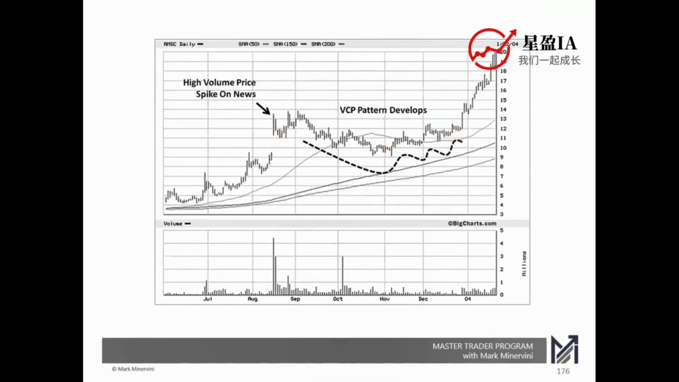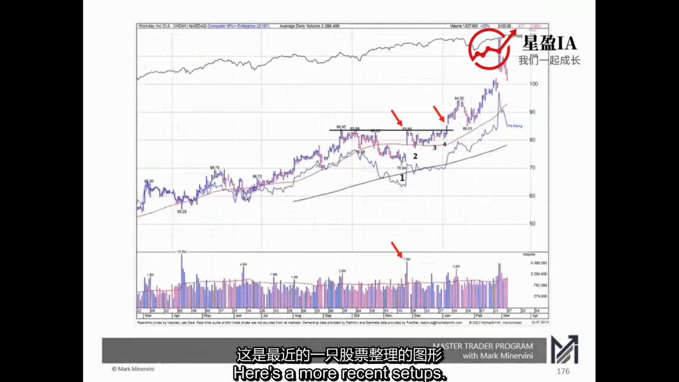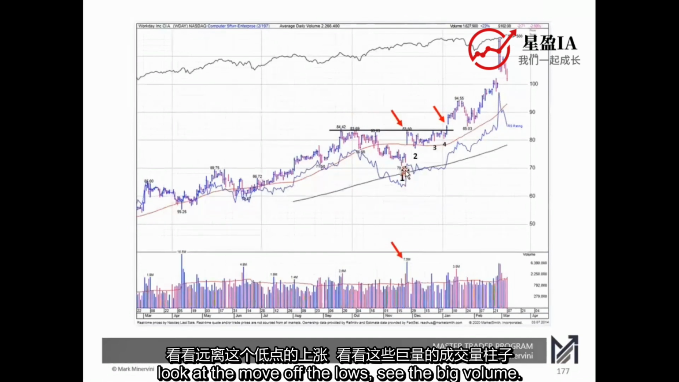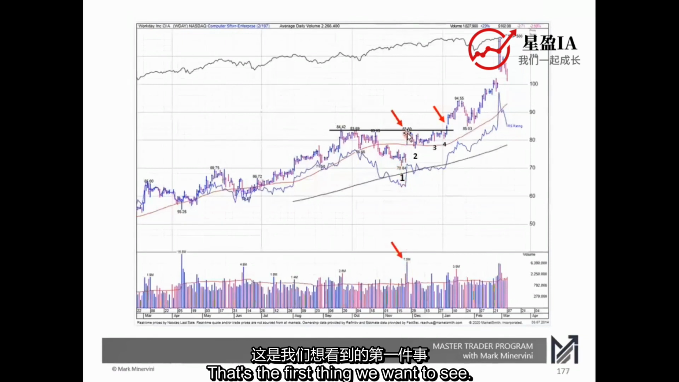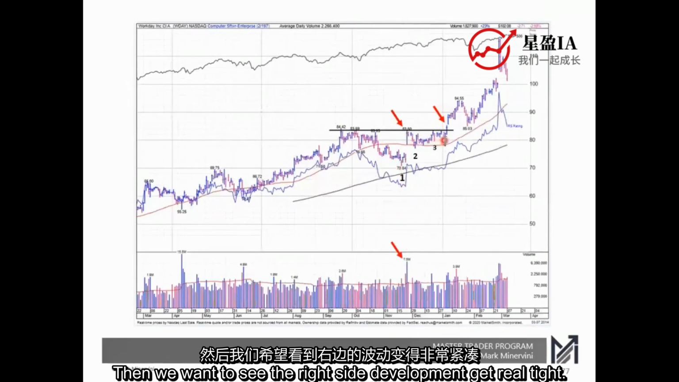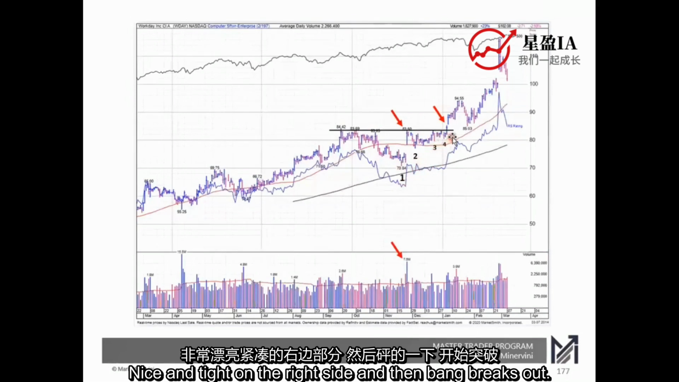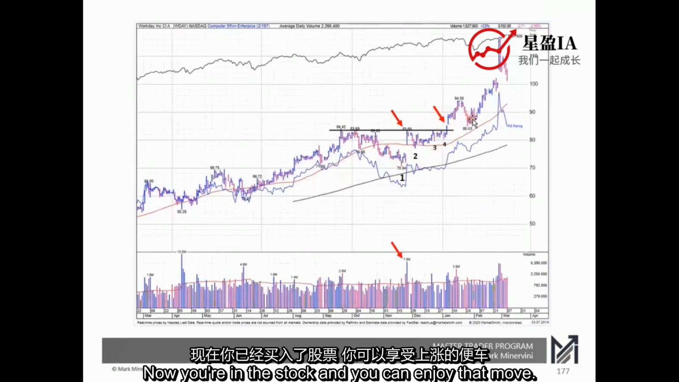Let's see here. Here's some more recent setups. Here's Workday, of course, WDAY. Many of you know this. Look at the move off the lows. See the big volume? That's the first thing we want to see. Then we want to see the right side development get real tight. You've got, here you go, 1, 2, 3, 4, getting smaller and smaller, nice and tight in the right side, and then bang, it breaks out, and now you're in the stock and you can enjoy that move.